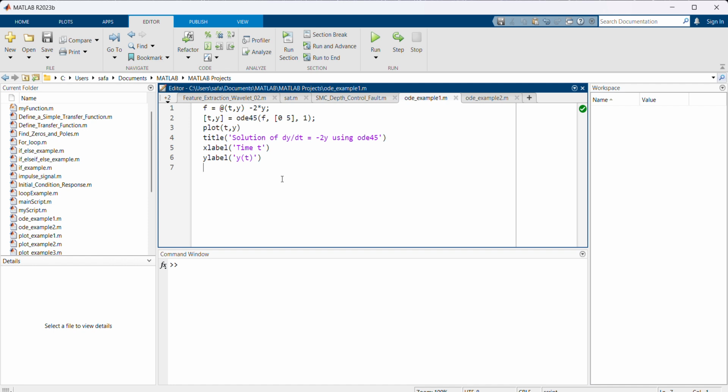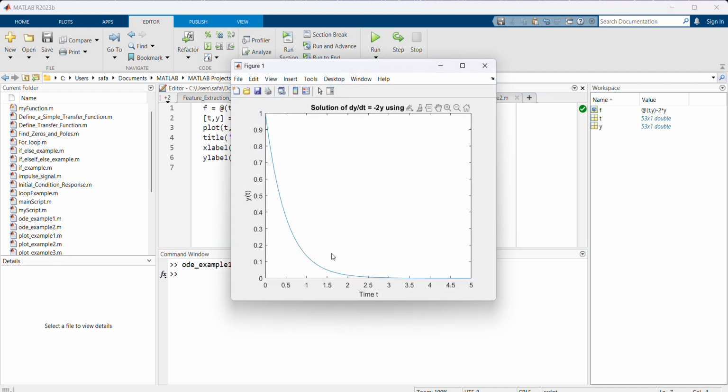Okay, example 1, first order ODE. Our equation is dy/dt equals negative 2y. Initial condition is y(0) equals 1. Okay, run this code and you see the solution of dy/dt.